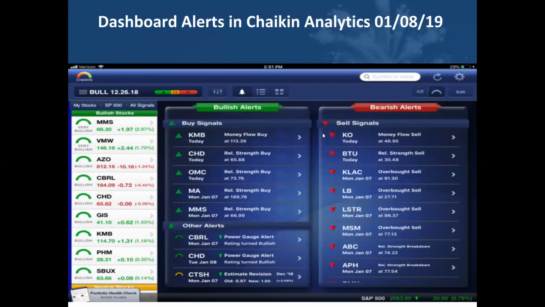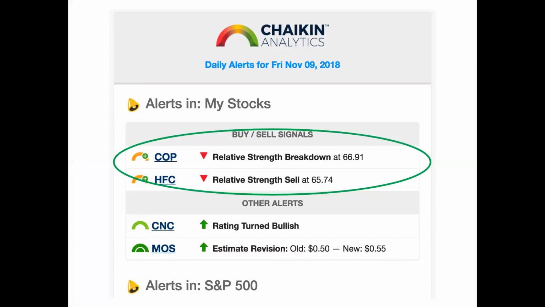And to take the done-for-you research aspect of things one step further, we'll also send you a daily email alert. So maybe you're on the go, maybe you're on your way to work, you can't log into Chaikin Analytics. You see an email that tells you which stocks that you're watching have triggered buy and sell signals on the day. And I'm just going to show you an example here with HollyFrontier, an oil refining company.